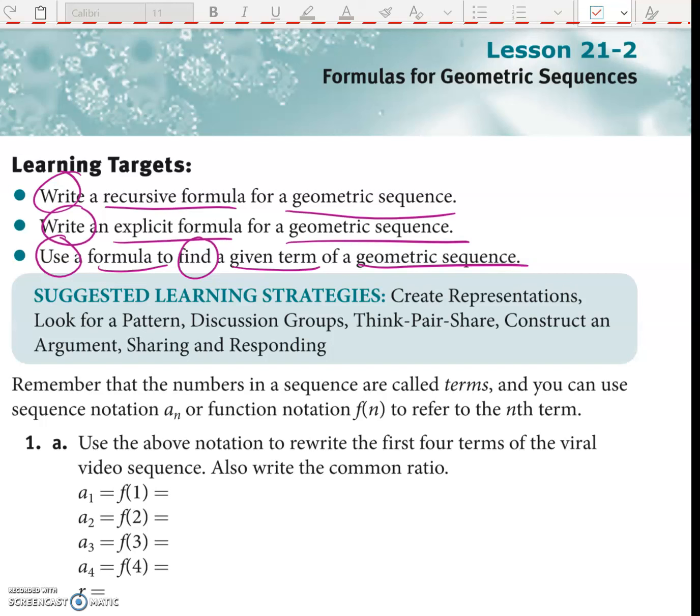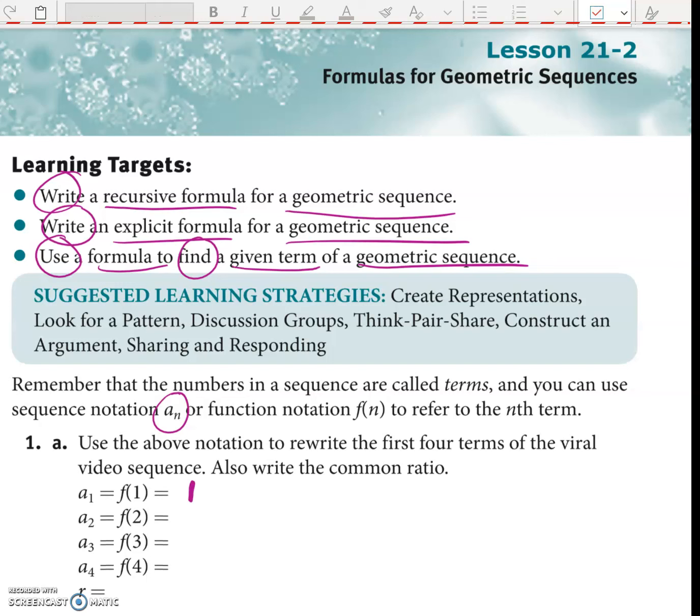So looking at number 1, remember that numbers in a sequence are called terms. So term 1, term 2, term 3, that's just the number in the sequence. And they do that by notation a of n, or f of n if you're in terms of function notation. So a1, or what you would see as f of 1, would be considered your first term. And in this case, still talking about Keisha in the video, that was 1.